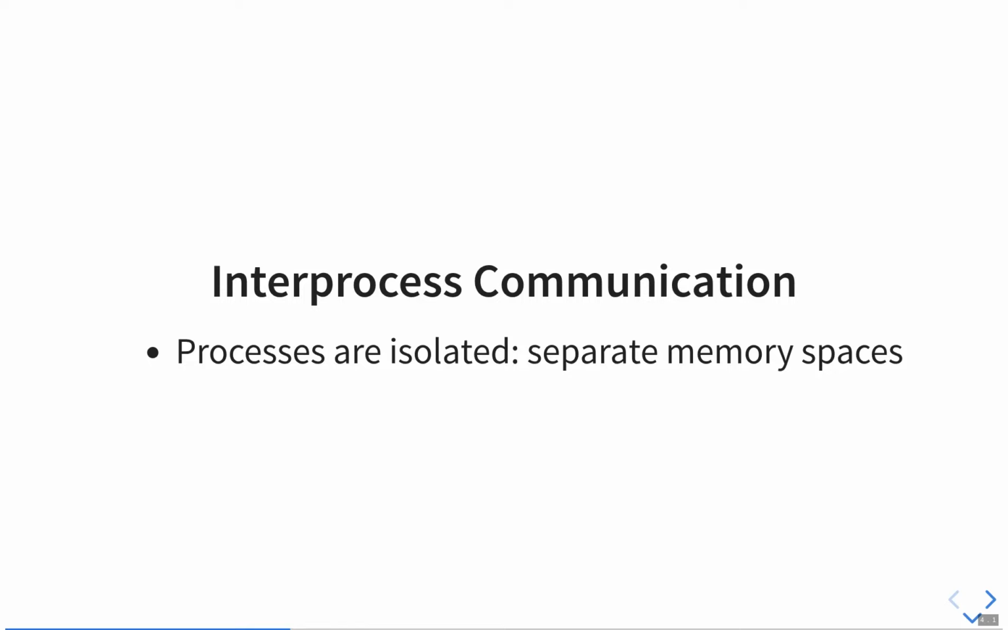Now, one potential shortcoming with processes is that they are isolated and inhabit separate memory spaces. So how can we actually enable these processes to communicate with each other? Well, one technique is to use signals, which we are not going to be discussing in this lecture. Rather, we're going to be focusing on using pipes.